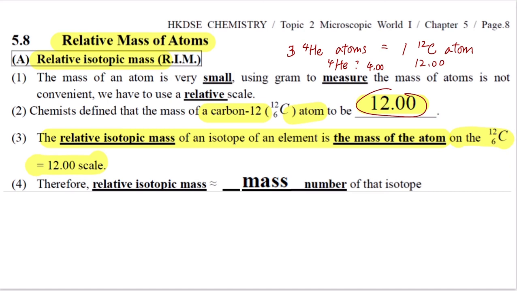There is one very important point: relative isotopic mass is approximately equal to the mass number of the isotope. So if later you are asked, chlorine 35, what is the relative isotopic mass of chlorine 35? It is 35.00. No unit, remember, because we said not gram, not kilogram, etc. Just no units, just a number. Just the mass number of the isotope.